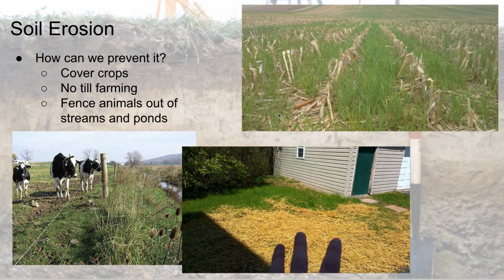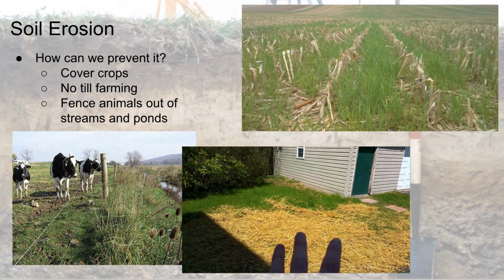Looking at this picture on the top right, we can see that this farmer has done two things really well. Number one, he's planted a cover crop, which is this grass-looking stuff. This is something called winter rye. And the plant's roots are holding the soil in place, keeping it from being blown or washed away.